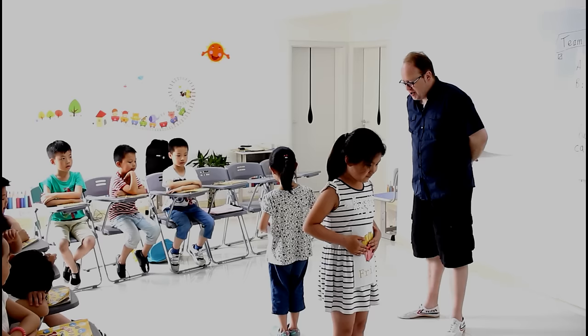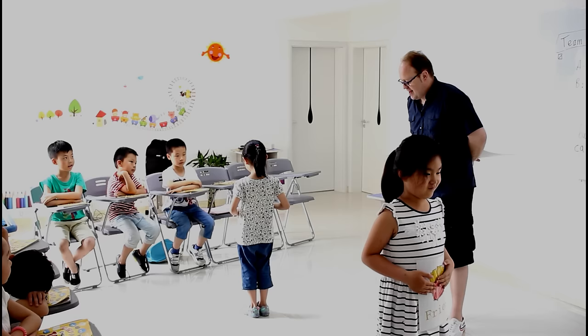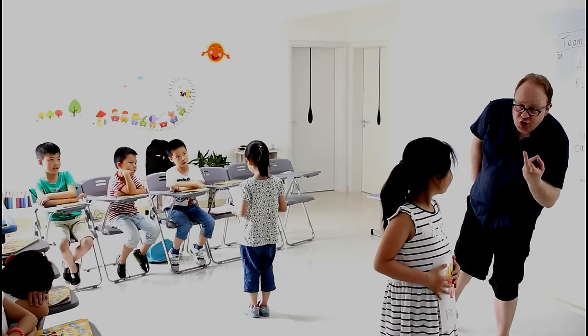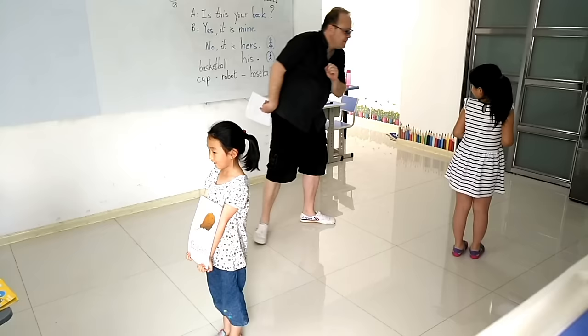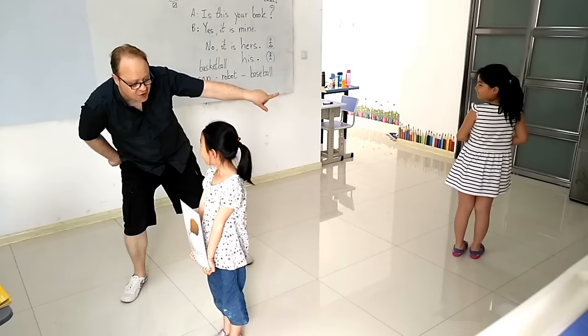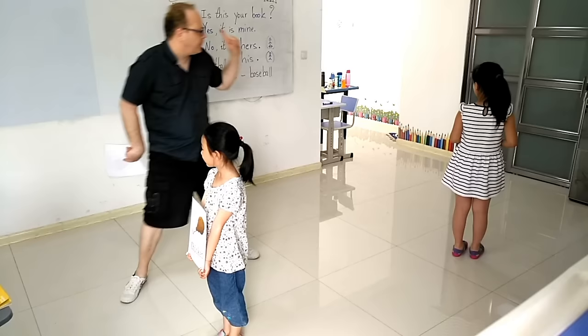Three, another step forward. When I say turn back, you turn back and try to say what's on your friend's card, okay? When I say turn back, you turn around and try to say what's on your friend's card, okay? Then you say it loudly, okay? The first to say it is the winner, okay? You ready?